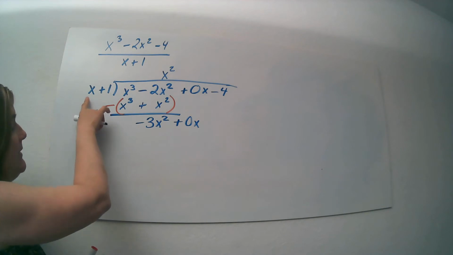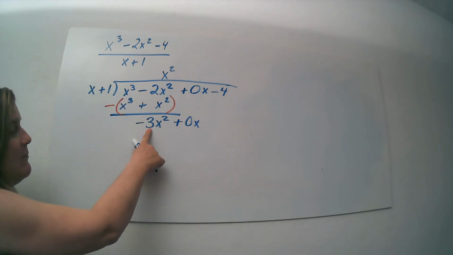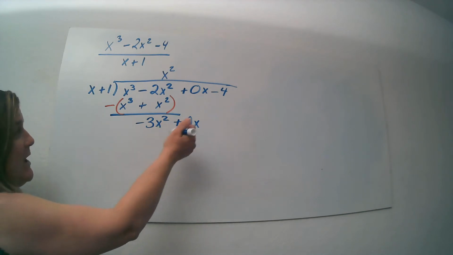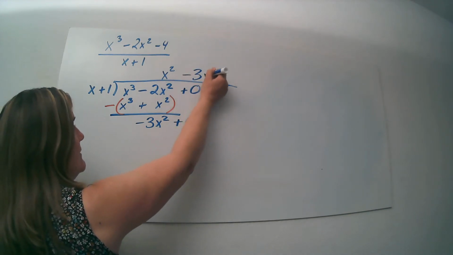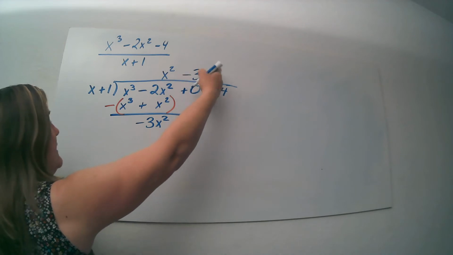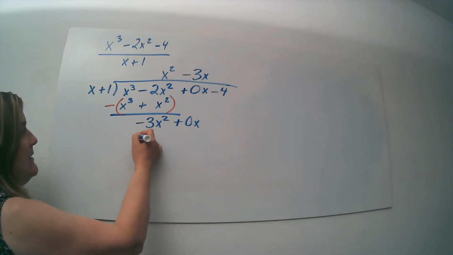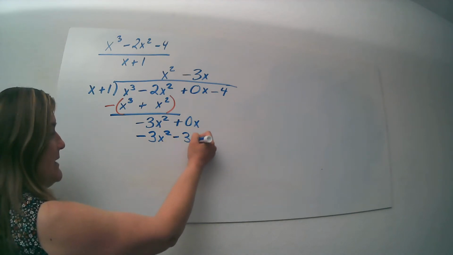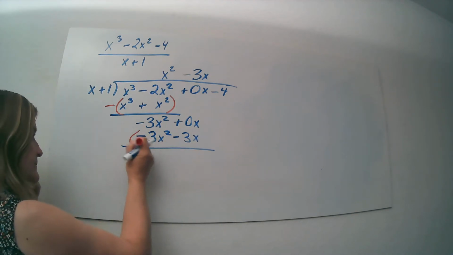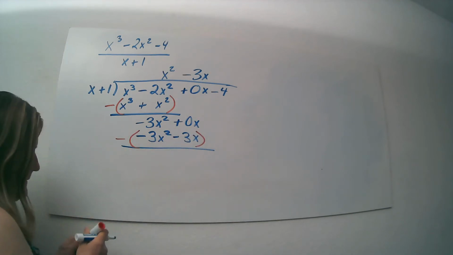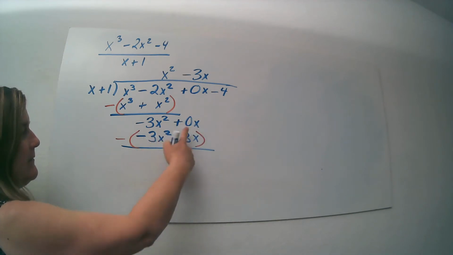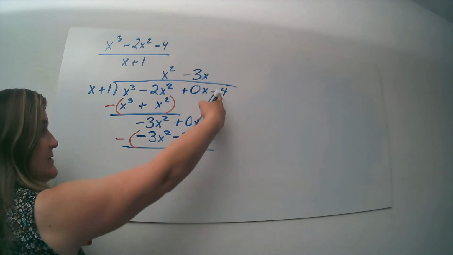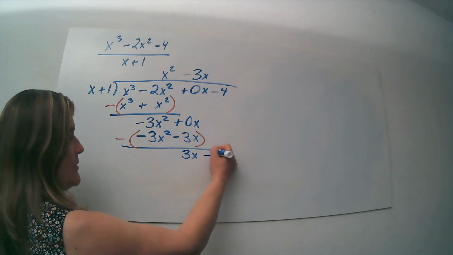So we look at the x, figure out what we have to multiply by x to get negative 3x squared. That's negative 3x, so we have a negative 3x here. Multiply negative 3x by x plus 1. We have negative 3x squared minus 3x, and again we subtract. So 0 minus negative 3x is 3x, so we bring down our negative 4.